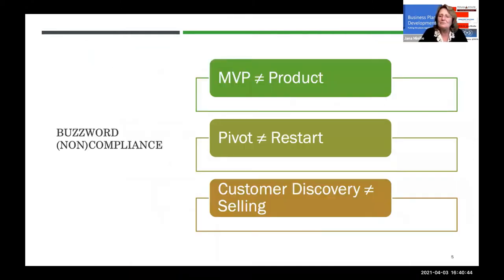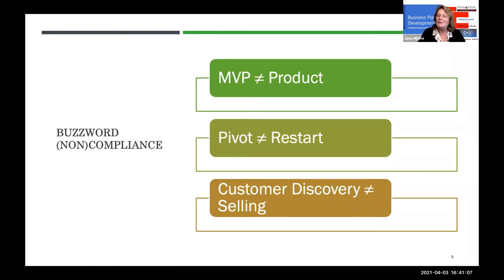Some buzzwords that we want to talk a little bit about: MVP, minimum viable product, does not mean that's what your product is going to be. These are just the minimum things that our customer is thinking about. But just because that's the minimum, that's not what we want to match. We want to make sure that we're meeting or exceeding that minimum viable product.